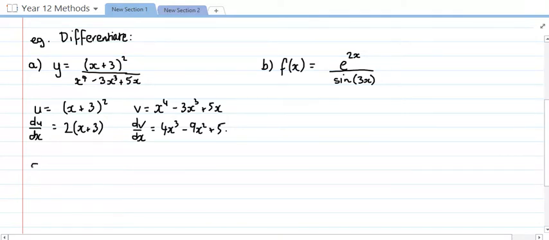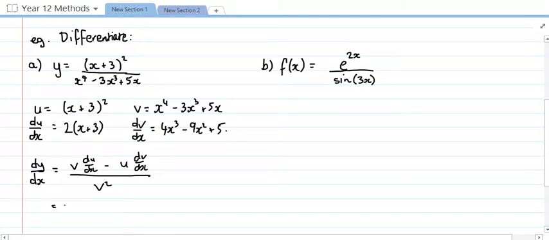And the rule, which you should write down just to help get it stuck in your memory, is v du/dx minus u dv/dx all over v squared. Again, with this rule, there's a nice reason for that being the case, but I'm not going to go into that in this video. So, subbing everything in, we've got v times du/dx.